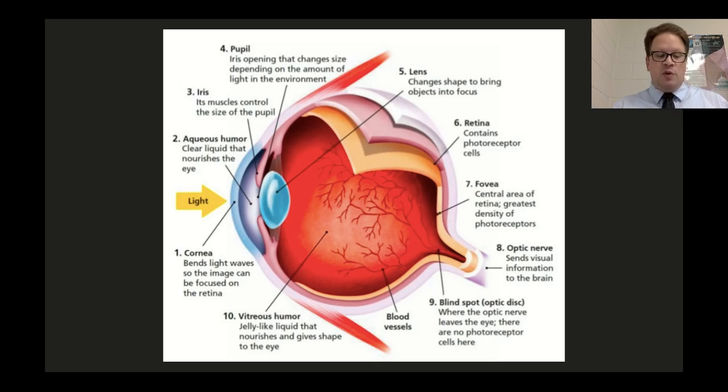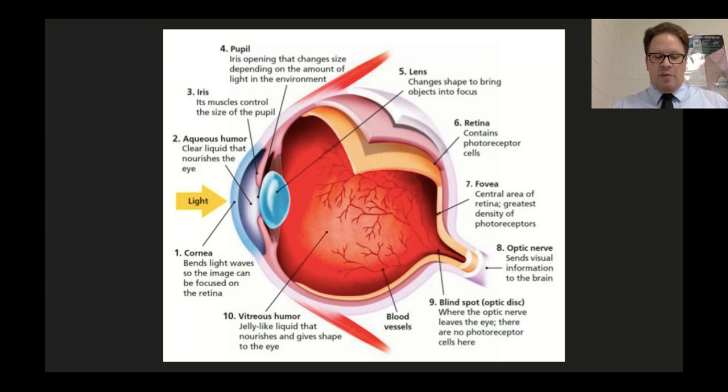Now, vision begins with light entering the interior of the eye through the pupil, which is impacted by the iris, which is the colored part of your eye, that can change how much light enters the eye. In dim light, the pupil gets larger or dilates, and in bright light, the pupil gets smaller or constricts. The iris also helps focus an image.